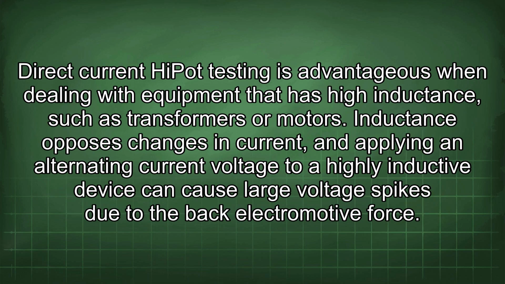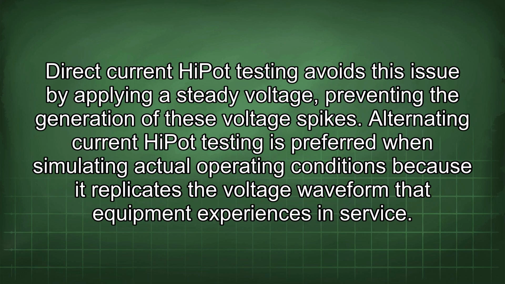Direct current HiPot testing is advantageous when dealing with equipment that has high inductance, such as transformers or motors. Inductance opposes changes in current, and applying an alternating current voltage to a highly inductive device can cause large voltage spikes due to the back electromotive force. Direct current HiPot testing avoids this issue by applying a steady voltage, preventing the generation of these voltage spikes.